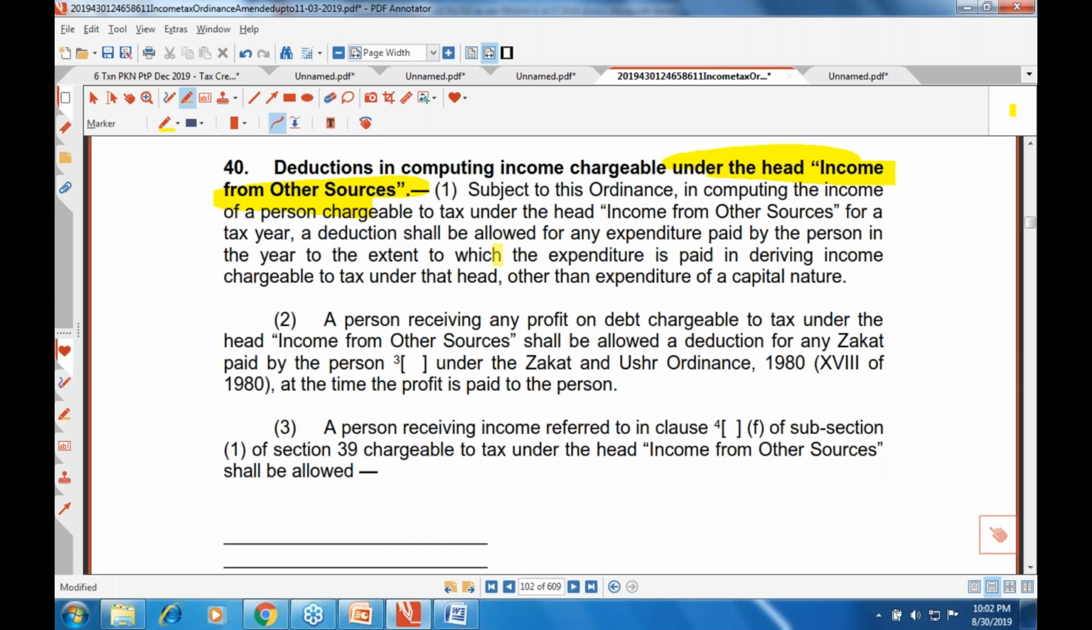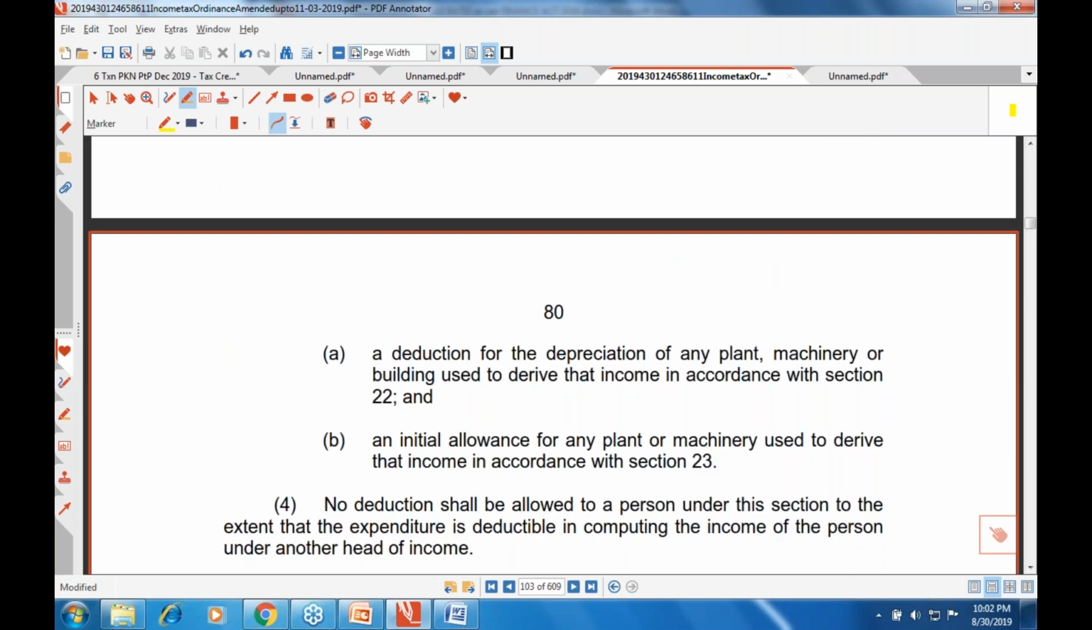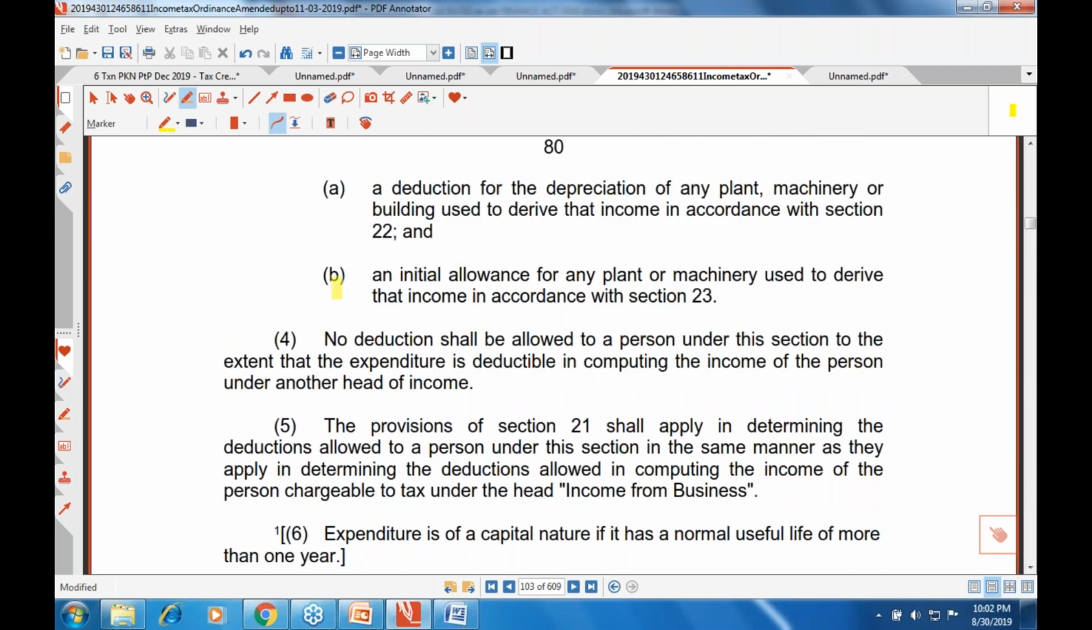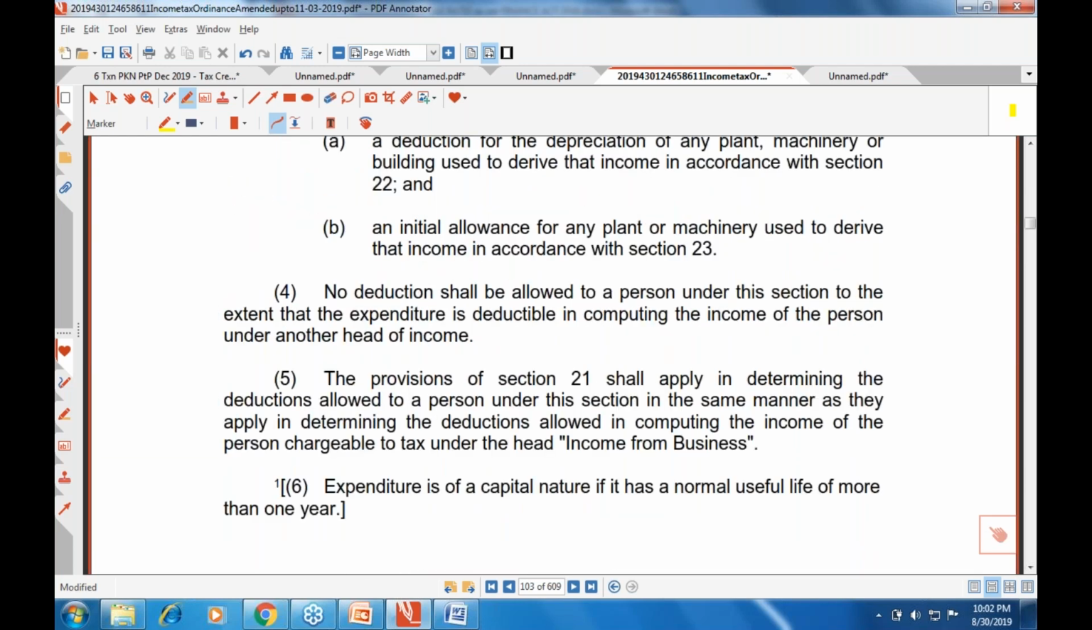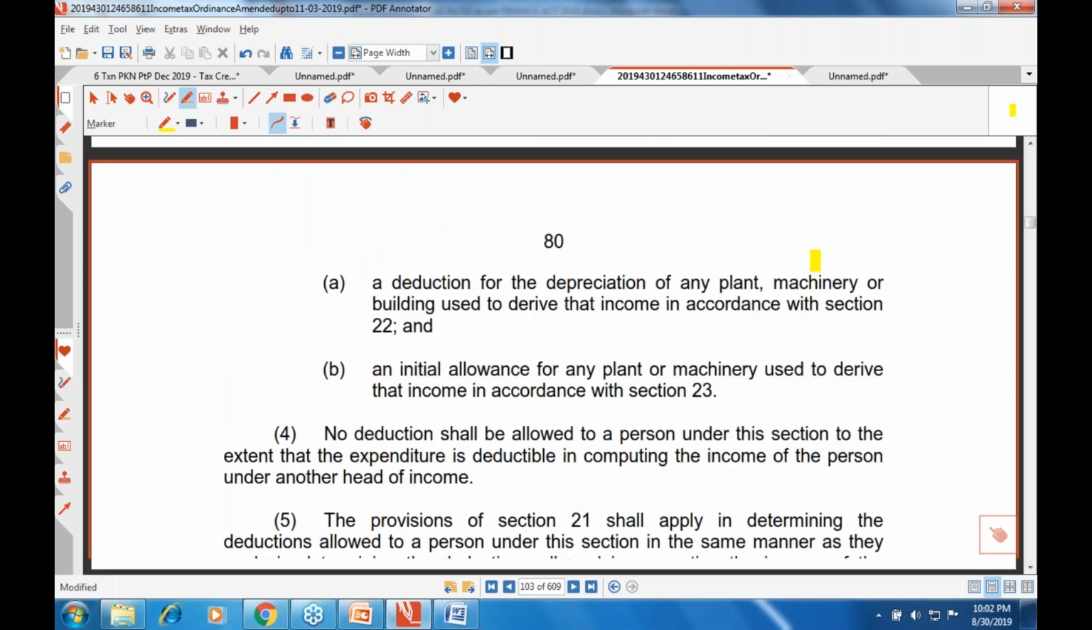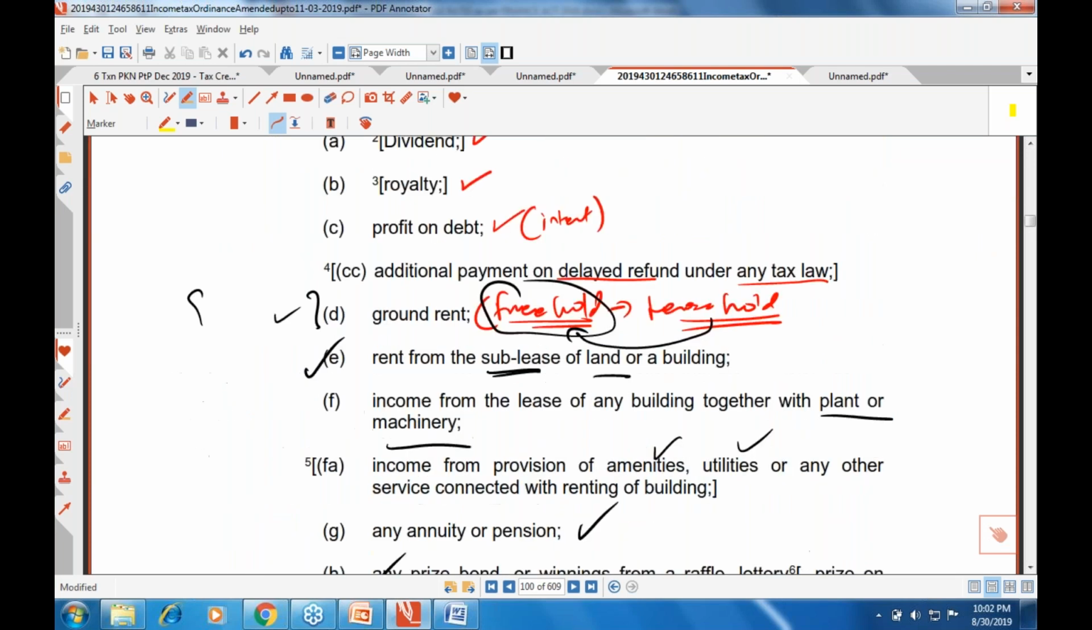The rules which are applicable for the claim of deduction under the head income from business, such as that the payment should have been made through the banking channel, etc., all such provisions are going to apply. So when we talk about income from other source, this is how things operate. I hope it is clear to everybody how income from other source is computed. Is it clear? Is there any other question that you have in relation to income from other source?